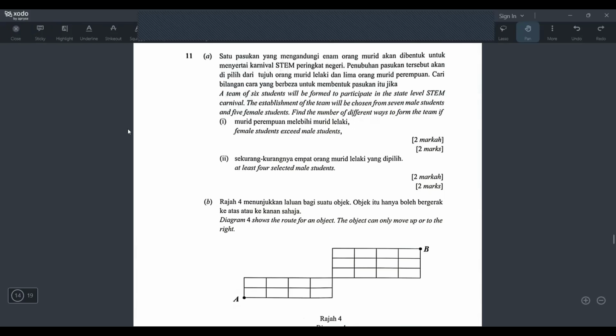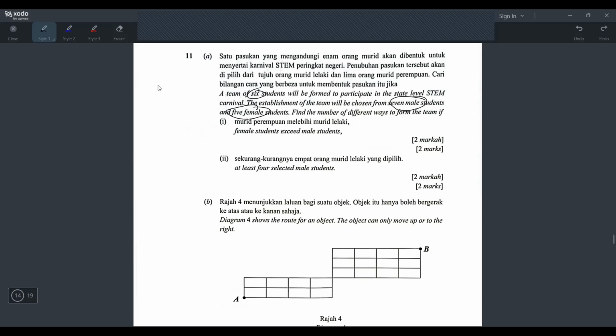Okay, let's do number 11. I think this is the permutation and combination chapter. So let's read the question. A team of 6 students will be formed to participate in the state level STEM carnival. The team will be chosen from 7 male students and 5 female students. So we have 7 male, 5 female. Total is 12. Find the number of different ways to form the team if female students must exceed male students. Well, we are forming 6 students, right?